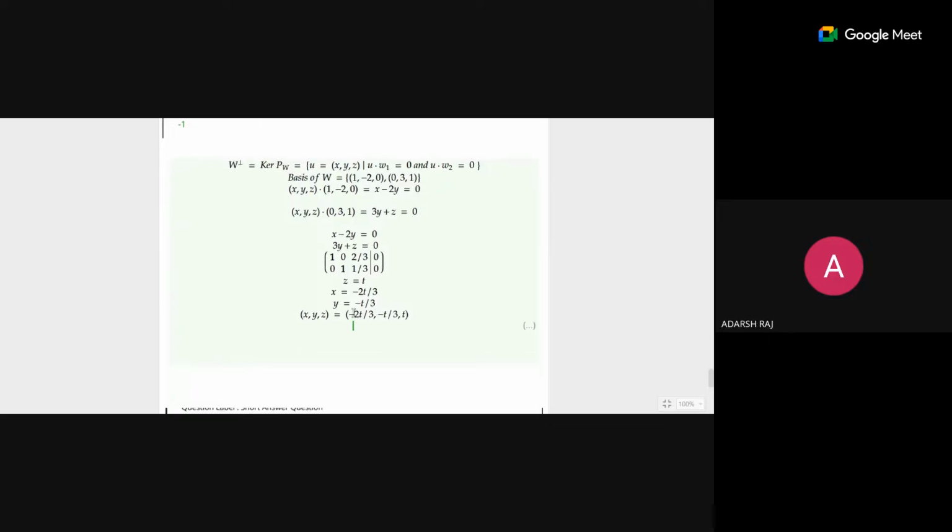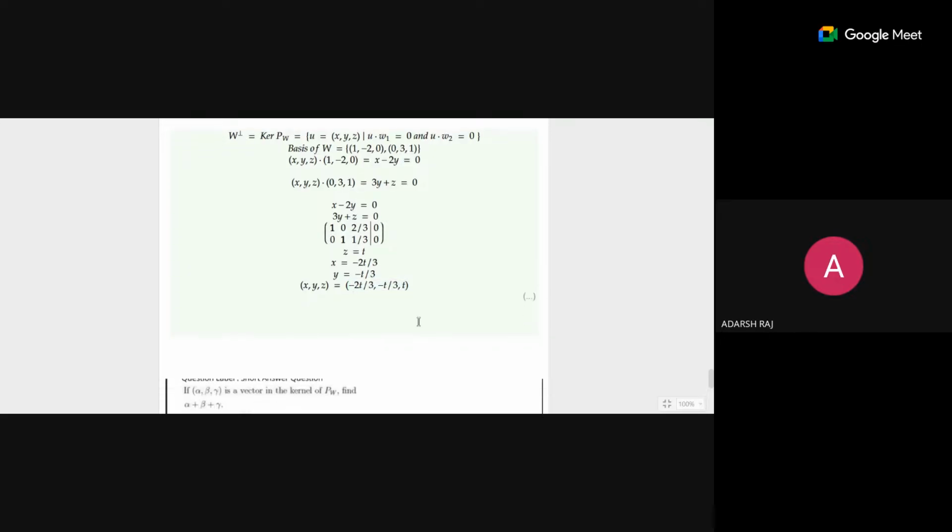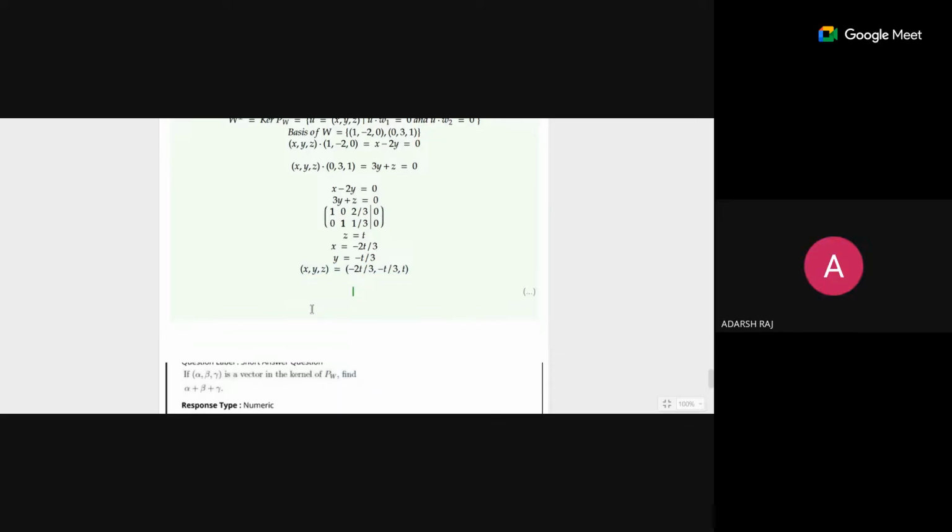And what is this vector? This is not a projection. This is basically the vector in the kernel, right? Yes, sir. Now the question is asking: find the value of alpha plus beta plus gamma. So just add these three. If you add these three, what do we get? 0, right? Yes, 0.